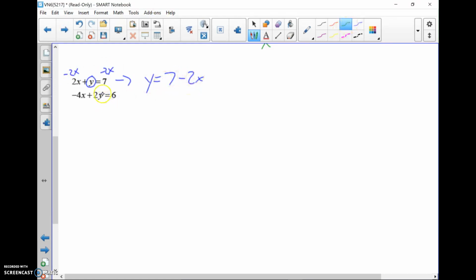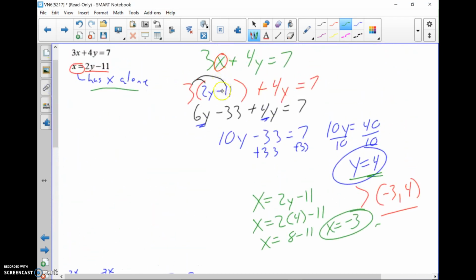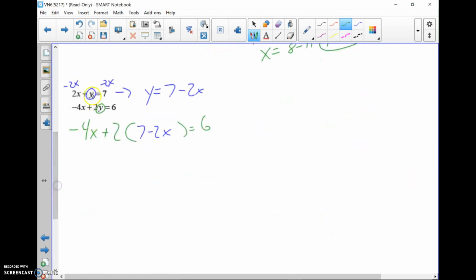Since y equals that, in my other equation, I'm going to replace y. So negative 4x plus 2 times, and I'm going to substitute in that 7 minus 2x equals 6. Notice in the previous example, I replaced x. Well, that's because I had an x equals equation. But here, I'm replacing y because I have a y equals equation. So whatever variable you have solved, that's the one you substitute in the other equation. And so I'm replacing this y with what it equals.